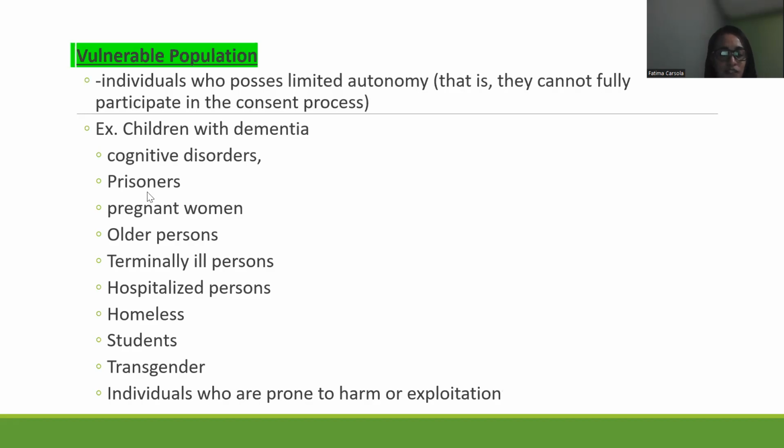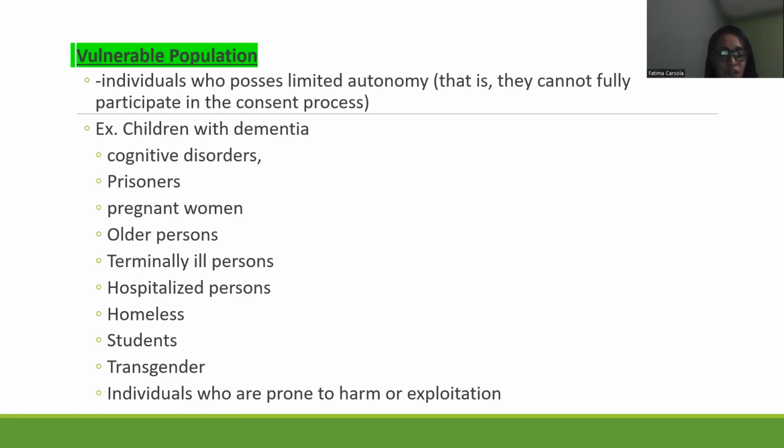Examples here are children, persons with dementia, cognitive disorders, prisoners, pregnant women, older persons, terminally ill persons, hospitalized persons, the homeless, and even students are now considered part of the vulnerable population. You also have transgender individuals and individuals who are prone to harm or exploitation.